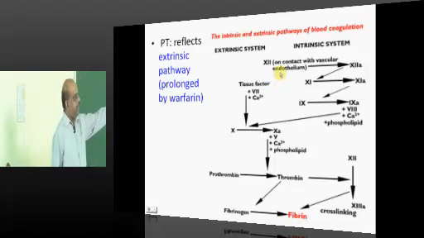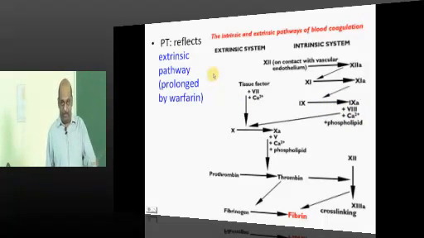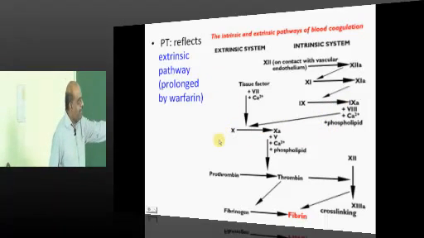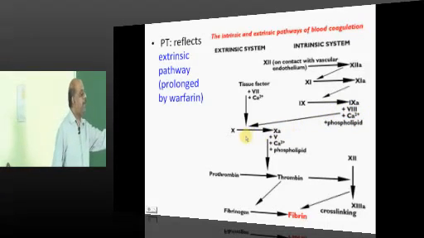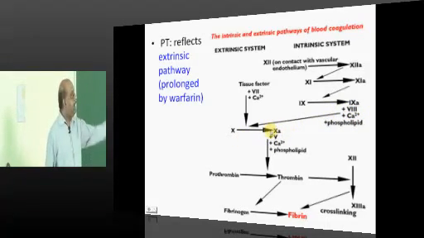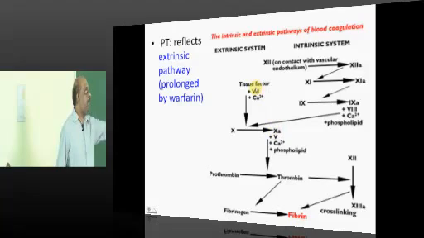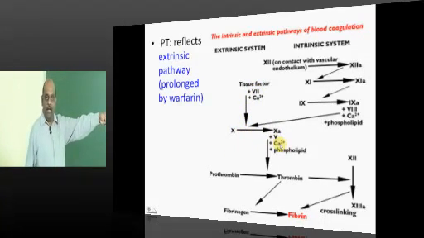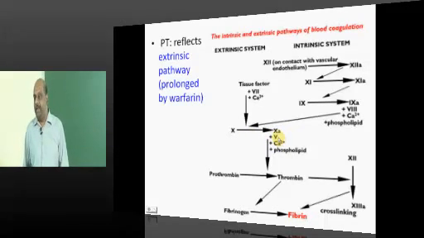Then you have factor 12 becoming 12A, 12A goes and stimulates 11A, 11A will go and stimulate 9A, like Facebook referrals. You have got a cascading mechanism. Then 9A in turn will make 10 become 10A, even factor 8 will convert 10 into 10A, and that 10 to 10A conversion is the crucial joint. Why? Because factor 7's ultimate job is also to convert 10 to 10A, and all these intrinsic factors' job is also to convert 10 into 10A.